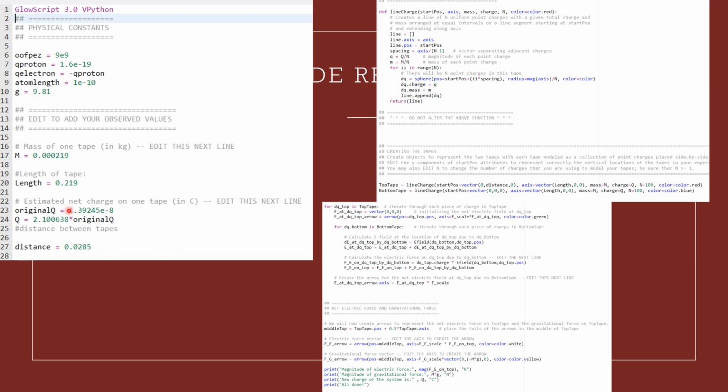With my code for the models, there is my original Q and how I scaled it up, instead of using the estimated one, which is much bigger, and the distance, length, and mass. This makes the charges along the tape. This makes the color of the charges so you can see the tapes. And these are the electric field vectors that come off each of these charges on the tape. And this is the electric force and the gravitational force down here. So the yellow vector is the gravitational force, and the white vector is the electric force.